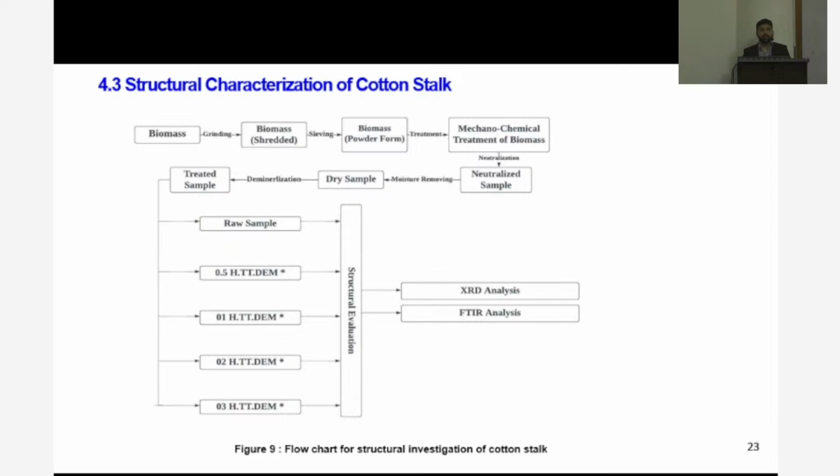Now we have structural characterization. Structural characterization of cotton stalk has similar sample preparation, but in this we have done the crystalline analysis with the help of XRD and the hydroxyl group analysis from the FTIR analysis.